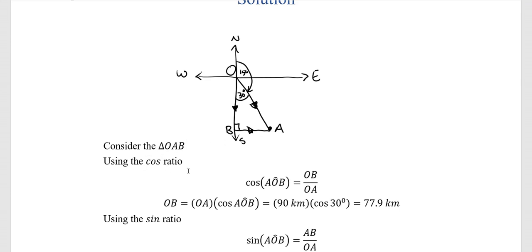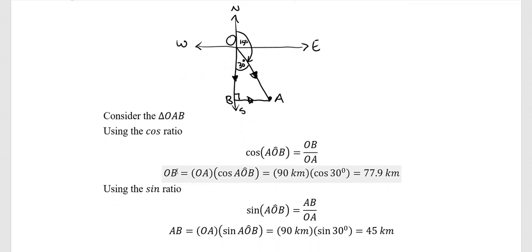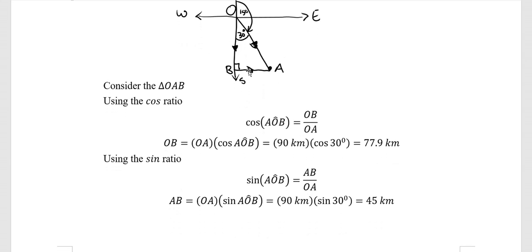So if I use the cos ratio, I have cos AOB equal to OB over OA. So that's adjacent over hypotenuse. And we get that OB will be equal to OA times cos AOB, which is 90 cos 30, which is 77.9 kilometers.